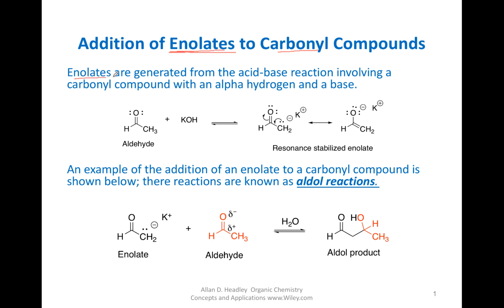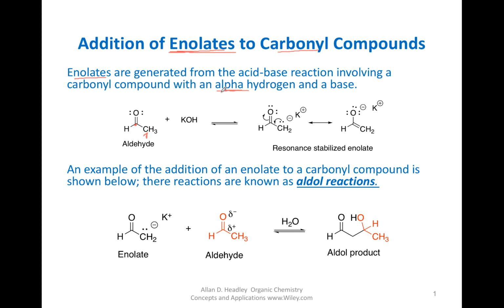So enolates are generated from the acid-base reaction of carbonyl compounds with an alpha hydrogen. You may recall that alpha is the first letter of the Greek alphabet. So here is our point of reference, the carbonyl. The first carbon next to the carbonyl is called the alpha carbon. And of course, as expected, the hydrogens that are bonded to the alpha carbon are called alpha hydrogens.